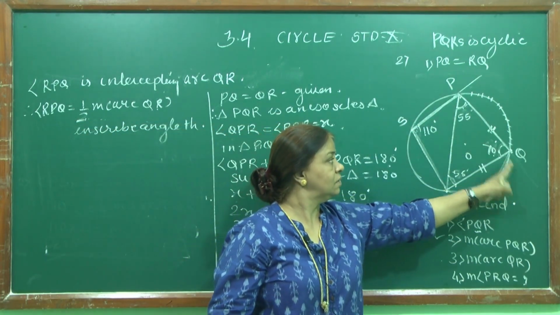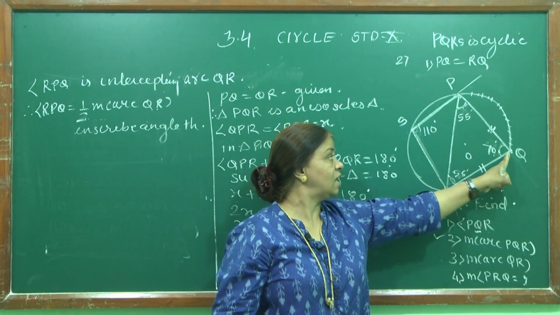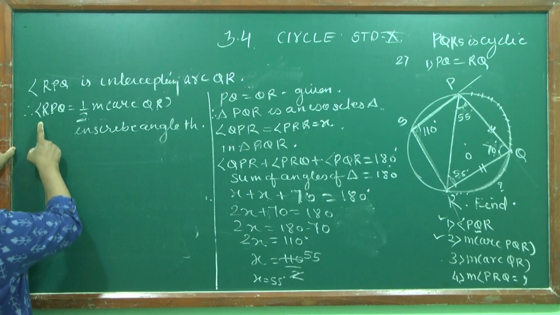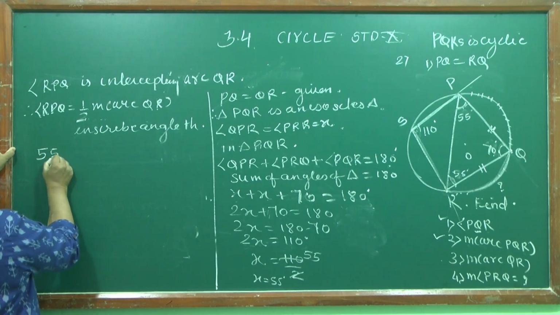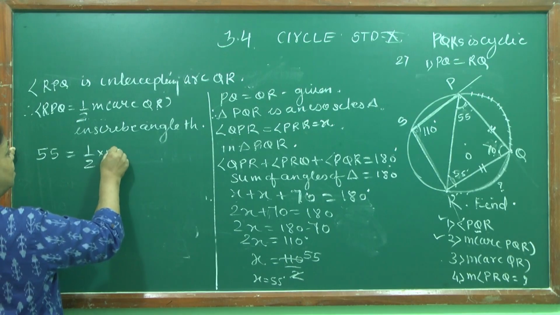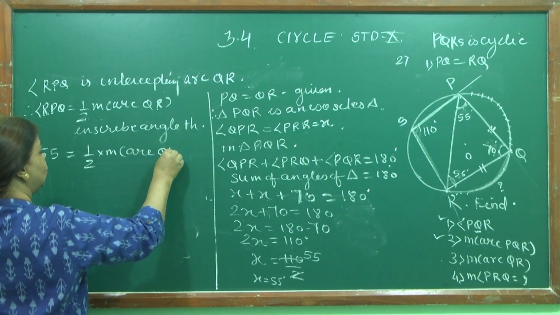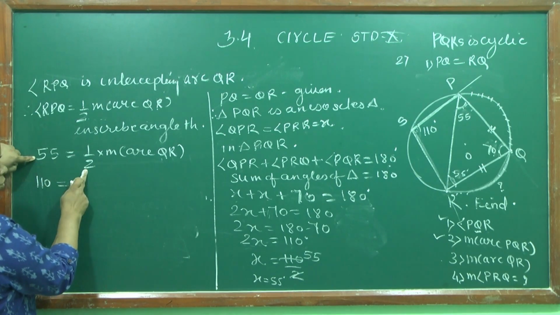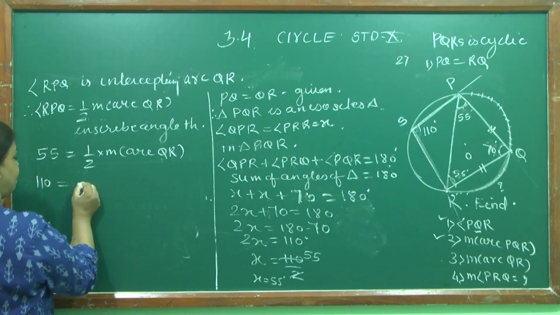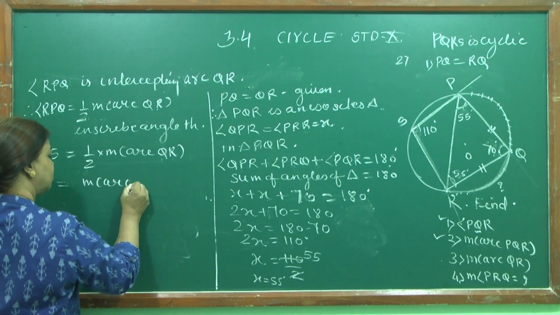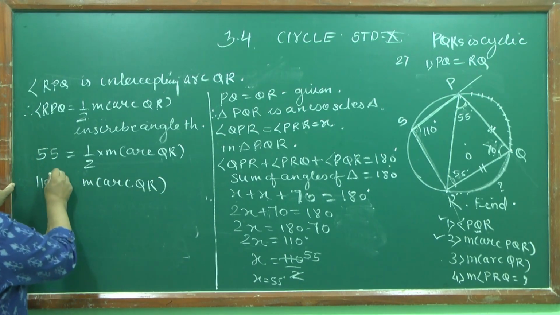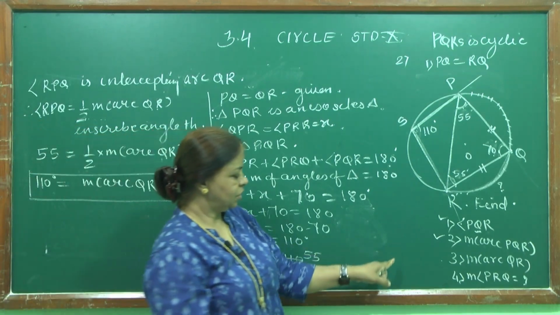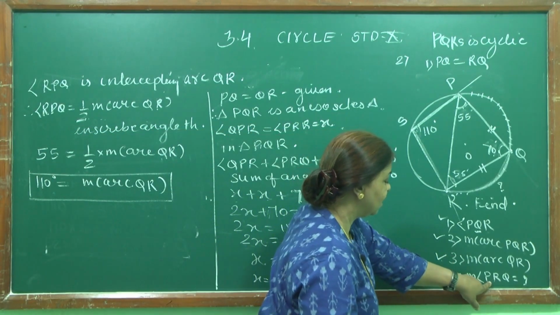This angle is intercepting this arc but inscribed in this arc. Okay. So, angle RPQ is how much? 55 degree, which is equal to half of major arc QR. 2 will come here, 110. 55 into 2 will be 110. Major arc QR is equal to 110 degree. So, we got major arc QR. Children, now major angle PRQ.